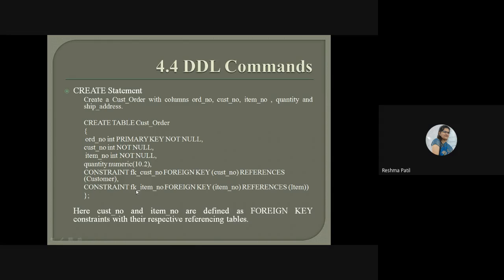After that, fk_item_number is the user defined name for the foreign key. Then foreign key is the keyword. On which column do we have to apply it? item_number. Then references is the keyword, and the table we have to refer to is item.